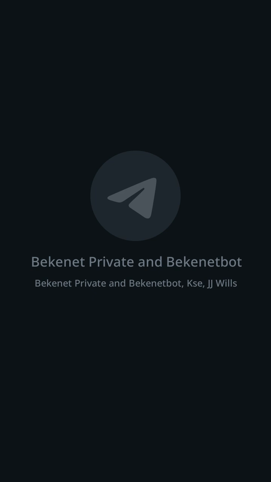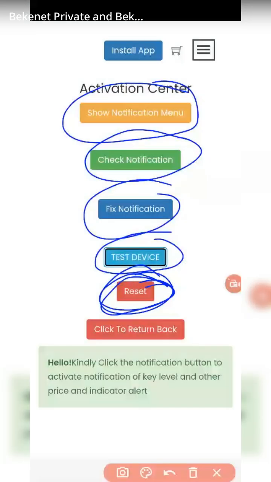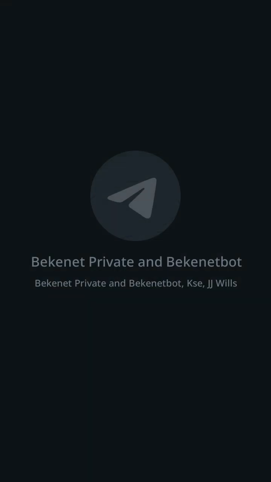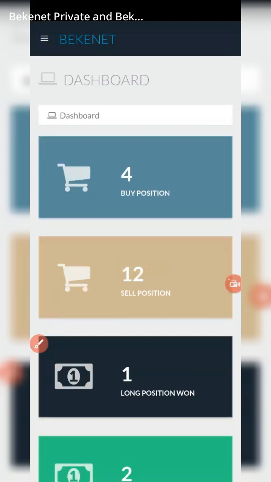So I'm receiving, I don't want to reset my notification. So that is how you do it. Then once you're done, you just click back. Notification aspect for device has been settled.